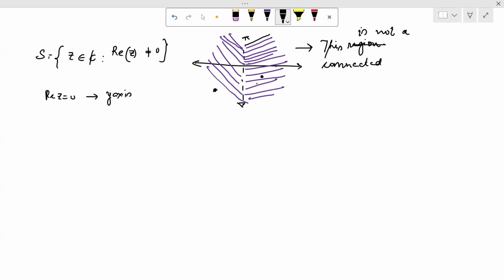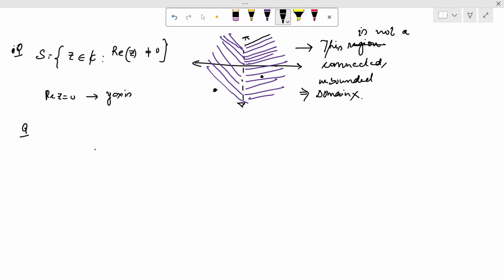However, it is open, in the sense that it can be expressed as the union of two open sets. But this is not connected. Rather, you can say it is unbounded as well. It implies that it cannot form a domain. For a domain to be formed, you should have a set which is connected as well as open.